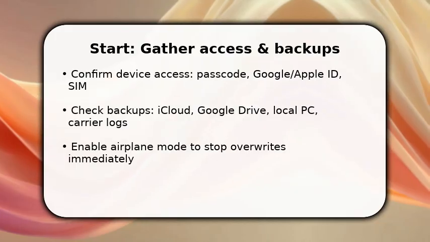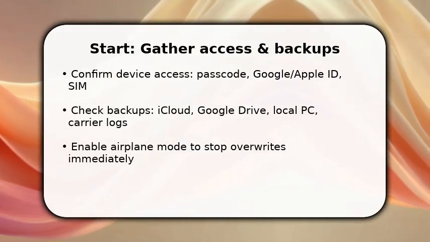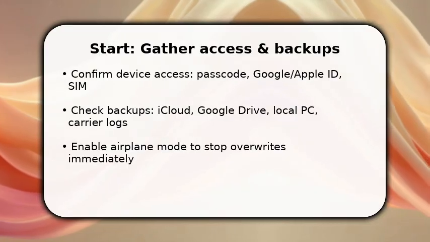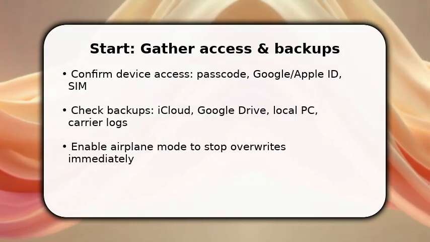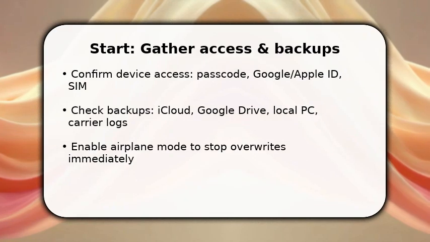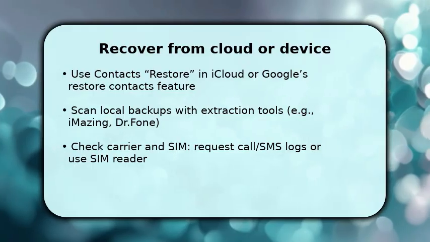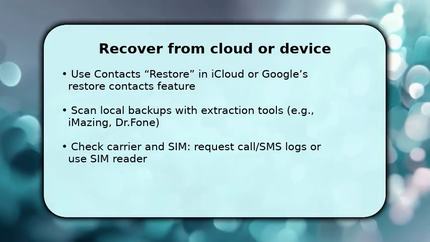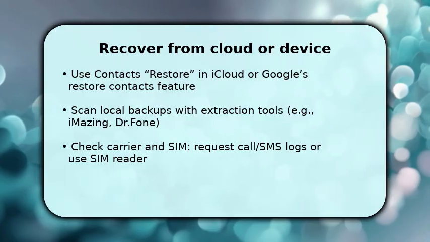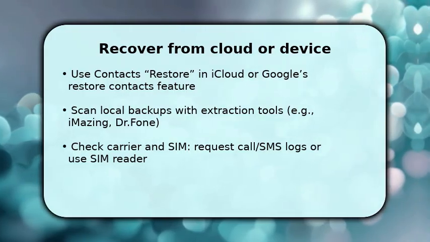If you have a local computer backup, connect the phone and run the backup extraction tool. Make sure to record the backup date, so you know which snapshot might contain the deleted numbers. Once done, check Cloud Restore options. iCloud has a contacts restore that rolls back changes. Google allows restoring contacts to a prior time.